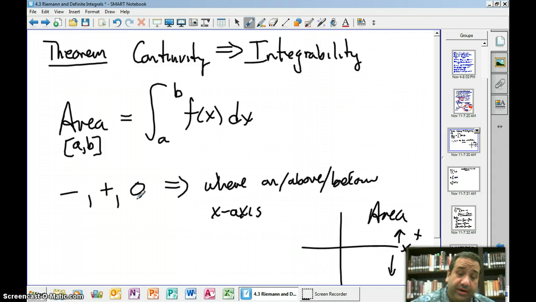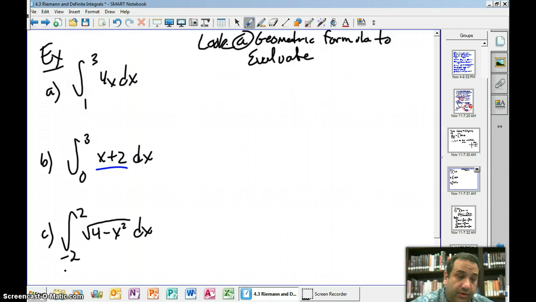So when you're talking about area, we're going to do it of figures first, and then we're going to go into doing the integral, which is our antiderivative. All right, we're going to do a couple of problems here. And here's my first example. I say, look at geometric formulas to evaluate. I want the integral from 1 to 3 of 4x.